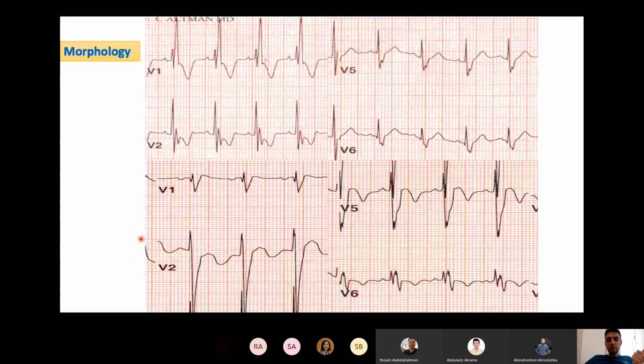In terms of morphology, what morphologies do you know of QRSs? RSR. Okay, good. RSR in V1, right? Yes. So what does this mean? It means right bundle branch block. Okay, good.